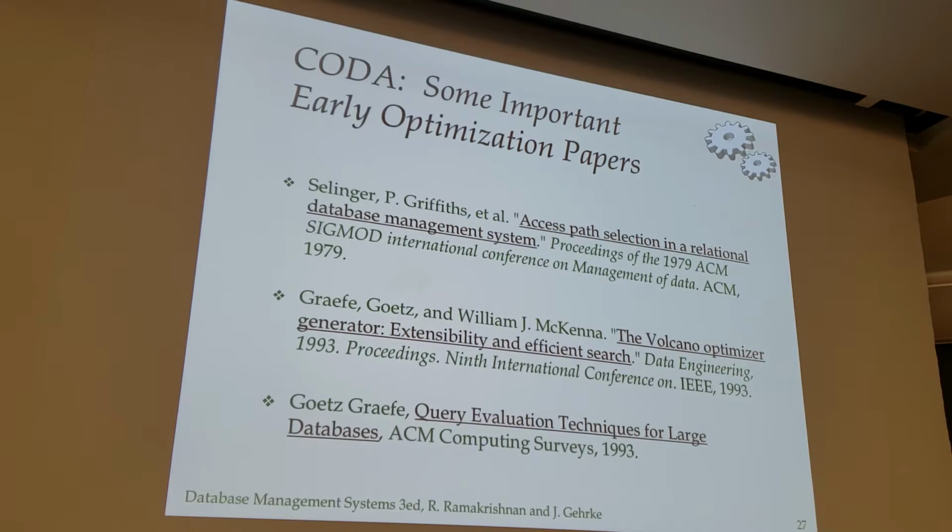I mentioned Goetz Graefe. He wrote a paper which is moderately hard to read. There are various Volcano and Cascades papers. They're all hard to read, having to do with an approach called Volcano, which Tandem used as its optimizer, and so did Microsoft. It had a lot of later influence on how people do optimization. Goetz wrote a survey paper back in 1993 about query evaluation, which is probably a lot easier to read than the Volcano papers, so you might take a look at that.